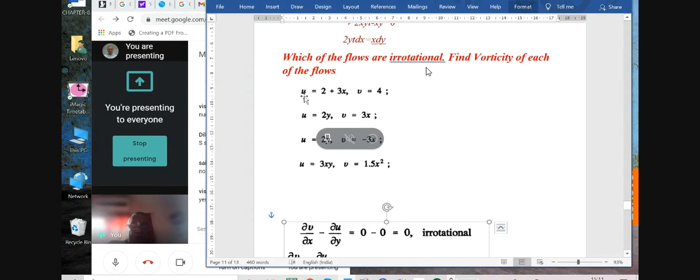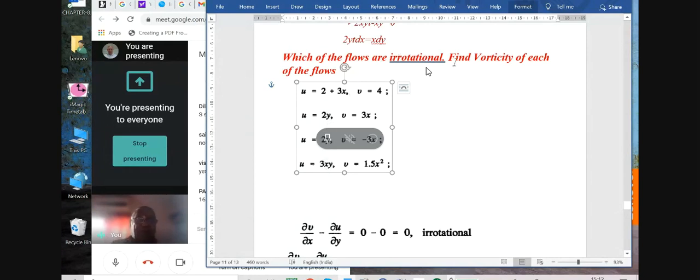And what is dou u by dou y? Dou u by dou y is again 0. This doesn't contain x and this doesn't contain y. So therefore, both dou v by dou x and dou u by dou y are 0. So this is irrotational. The first one is irrotational. So similarly, you find the remaining three. Okay, that is one part.